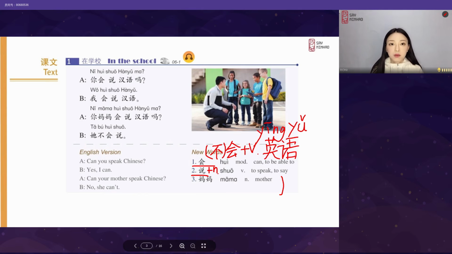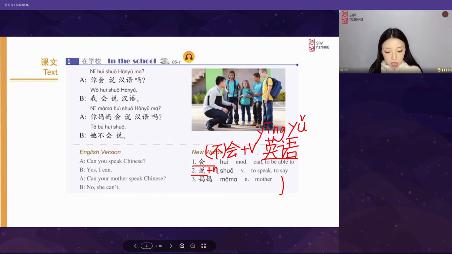Okay, American people speak English. Try to translate this sentence. American people speak English. How to say American? We've learned it before. It is 美国人, okay? 美国人说英语, right? 说英语, we've learned it. 美国人说英语. 中国人说汉语. Okay, this is about 说, speak, to say.